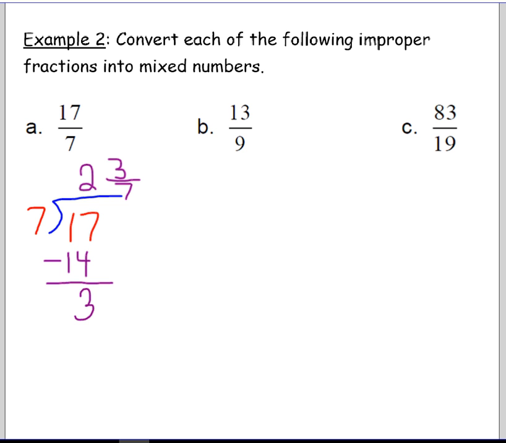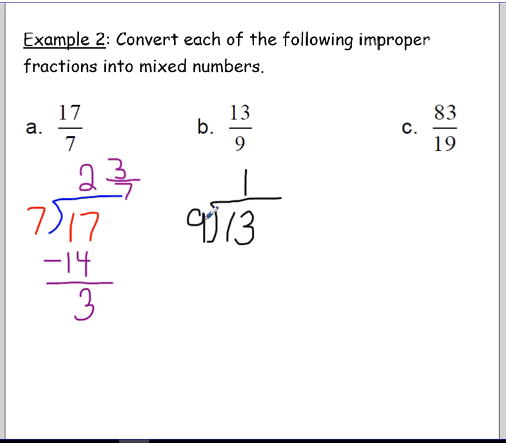Let's try the second one. We have 13/9. So again, down and out, the 9 is going to be the number that goes on the outside of our division bar, and 13 goes on the inside. And we know 9 times 1 is 9. If we go to 9 times 2, that's 18. So we're already at too much. So it can only go in 1 time.